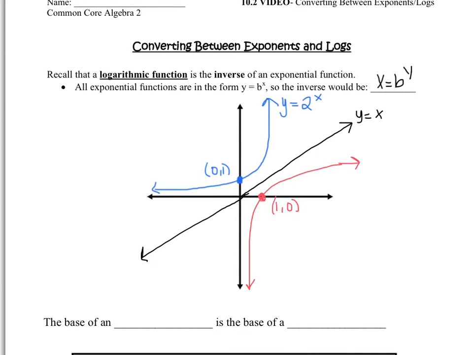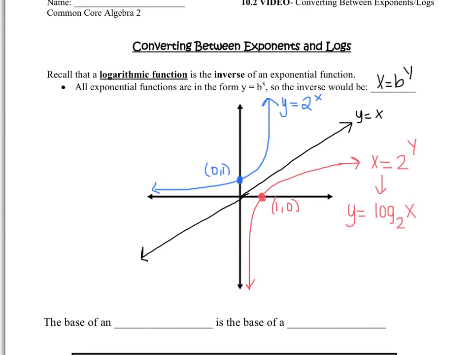Okay, so when we switched the x and the y values here, we said y equals b to the x is this exponential form. So we flipped it and it would be x equals b to the y. So let's flip this to get the equation of that. So this would be x equals 2 to the y. So this is your logarithmic function, x equals 2 to the y. But this is funky. I don't like writing it this way. We can write x equals 2 to the y as y equals log base 2 of x. And we're going to discuss how to go from this form to this form in an easier fashion.